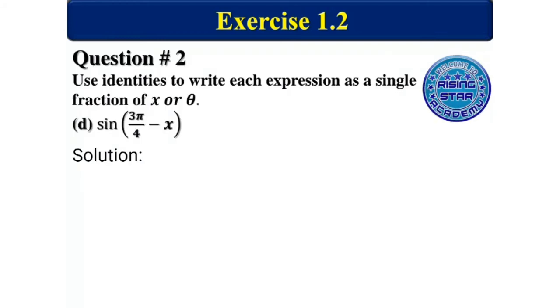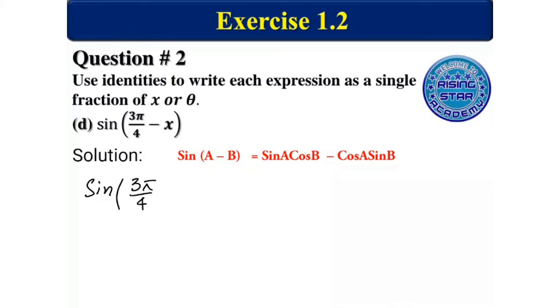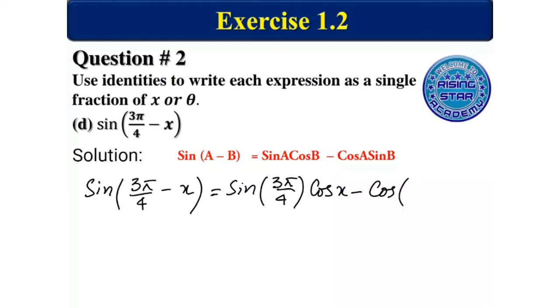Now move to the next part. In part D we have sine of 3 pi by 4 minus x in radian form. So now I will use the identity of sine A minus B. Now I will put the values: sine of 3 pi by 4 minus x is equal to sine of 3 pi by 4 into cos of x minus cos of 3 pi by 4 into sine of x.